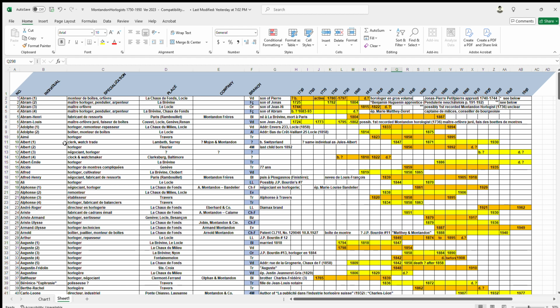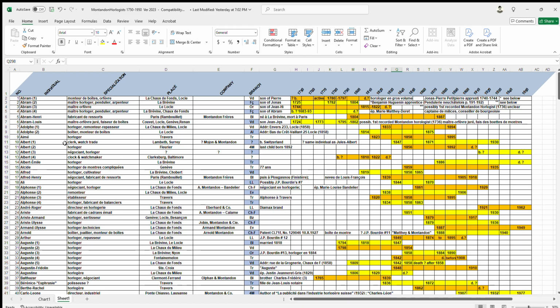Now, after this, I have often included information that helps differentiate this individual from the others. For example, when we see the 4 Abrams, in this biographical information, we see son of Pierre, there's son of Jonas, who's Abram, son of Jean-Henri, son of Abram.